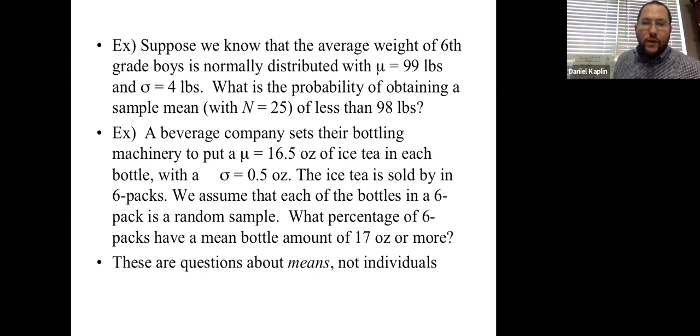Suppose we know the average weight of 6th grade boys is normally distributed with a population mean of 99 pounds and a population standard deviation of 4 pounds. What is the probability of getting a sample of 98 pounds or less, right? Now you may recall from the previous lesson, we actually have to calculate where it is above or below. Less would be below. So we'll plot this on the bell curve too. Let me stop my share and set this up on the board, and we'll go from there.